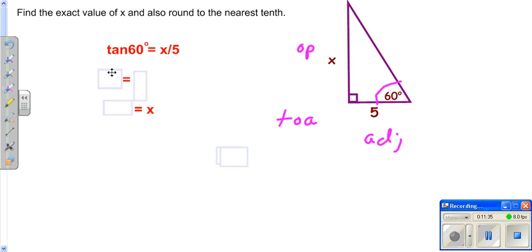So I'll replace our tangent of 60 with a root 3. Keep the right side the same. Now we've got to get x by itself, so you've got to undo your dividing by 5, so multiply both sides by 5.